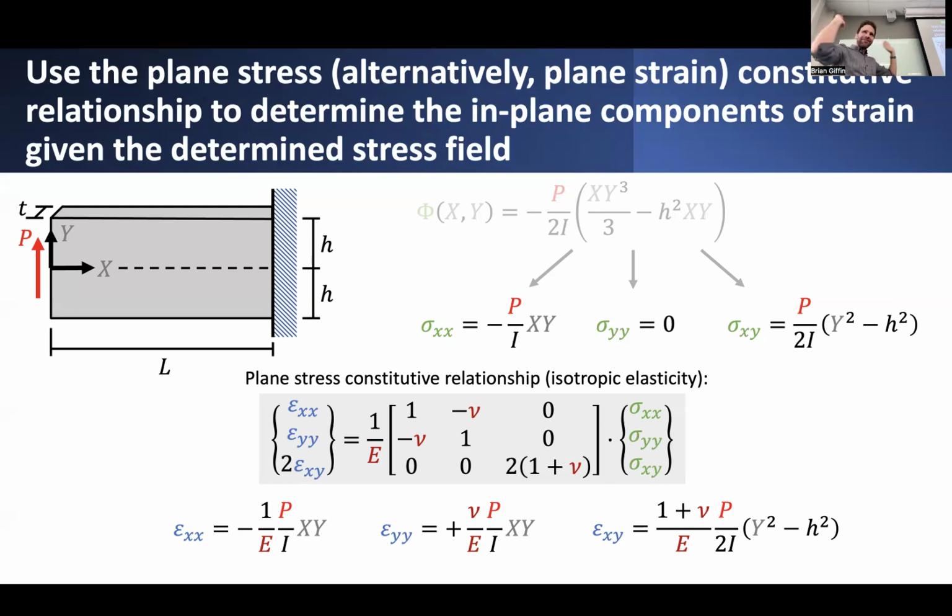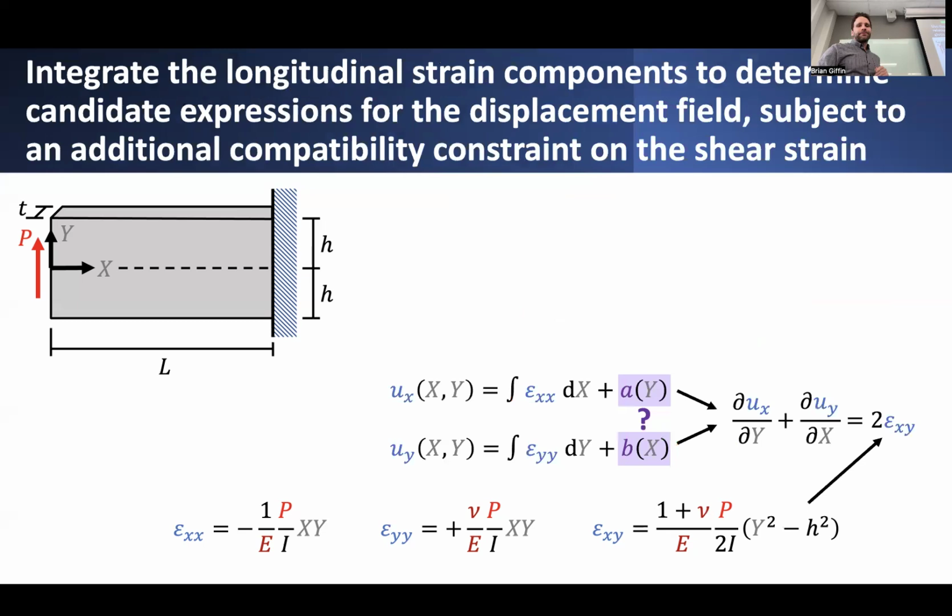But let's go the final step. Let's, given this strain field, now figure out what the resulting displacement field is. And we can do that rather simply, as you did in a previous homework assignment. You can take the individual components of longitudinal strain, epsilon XX and epsilon YY, integrate each of them respectively with respect to X and Y, and you'll get some supposed solution for what you think the displacement field should look like, its two components in the X and Y direction.